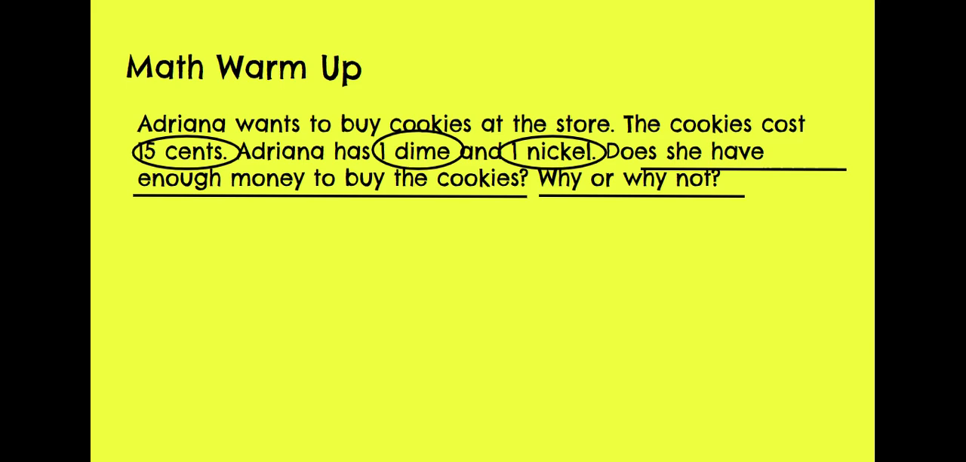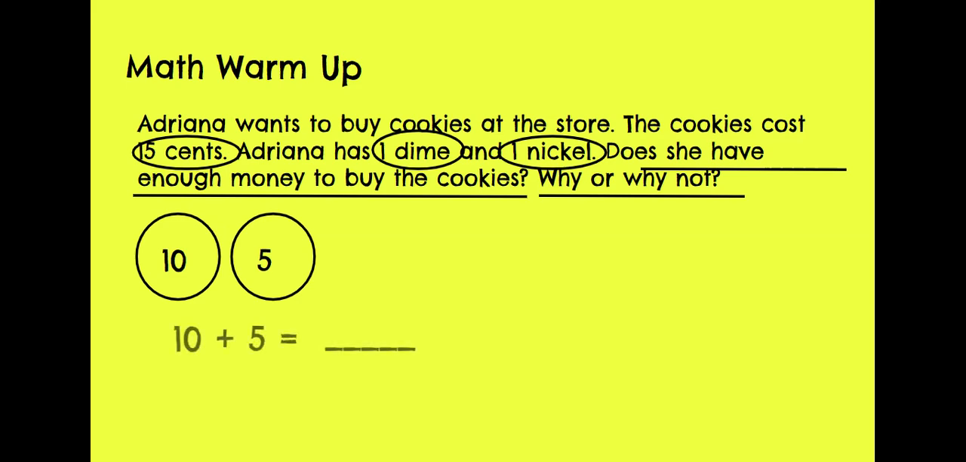First, I'm going to draw pictures to figure out how much money Adriana actually has. When you are drawing pictures to solve problems like this, you don't have to draw what a quarter or a dime or a nickel actually looks like. You can draw a circle with the value of the coin inside of it. I'm going to draw a circle for the dime. I'm going to write 10 in it because a dime is worth 10 cents. I'm also going to draw another circle and I'm going to put a 5 in it because a nickel is worth 5 cents. These circles on my paper represent the two coins that Adriana has in our problem.